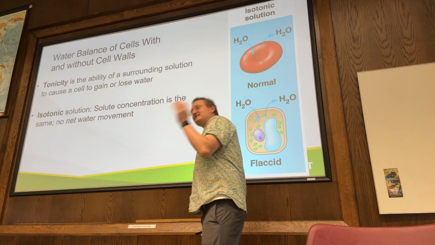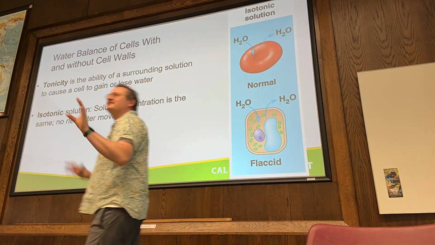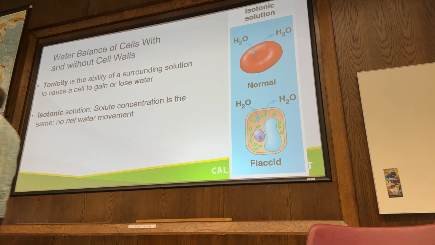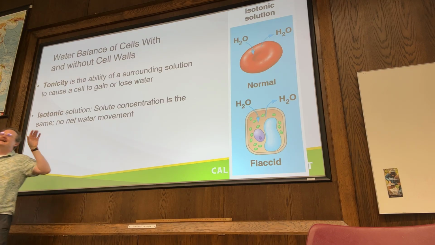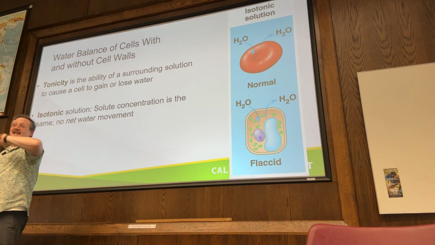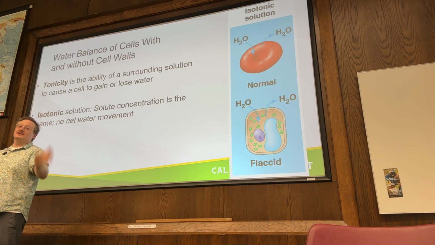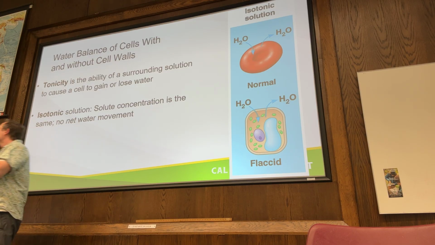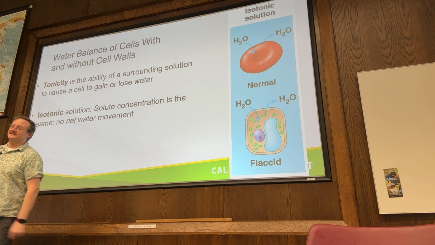Tonicity. It basically describes how much osmotically active solute is in a solution. A hypertonic solution has a bunch of osmotically active solute. A hypotonic solution has a very low concentration of osmotically active solute. An isotonic solution has the same, but the same relative to what? Okay? Tonicity is always a relative discussion.